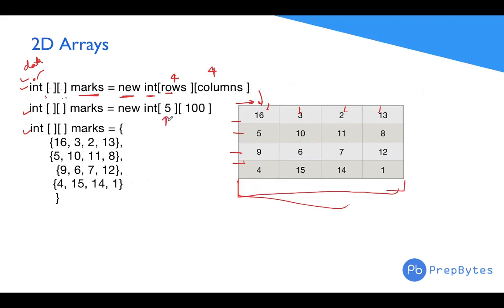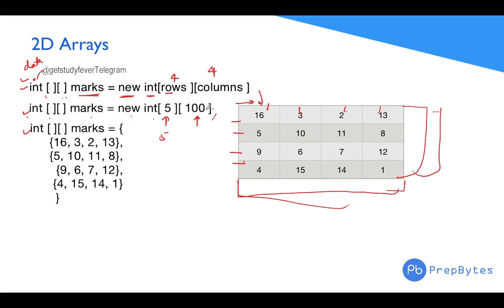The number of rows becomes 5, and let's say we add more columns. Let's say we add 100 columns, so we will have 100 columns. Depending upon how many rows or columns it has, we will put it here. So we'll have data type, square brackets, name of the array, new, data type, number of rows and number of columns. So this is how we are going to define an array.